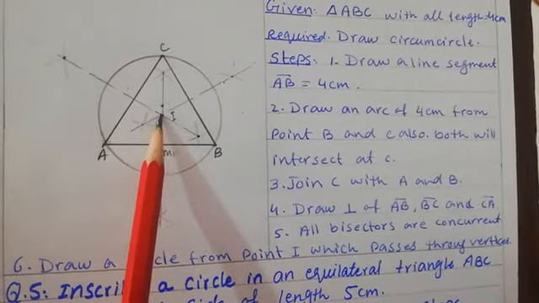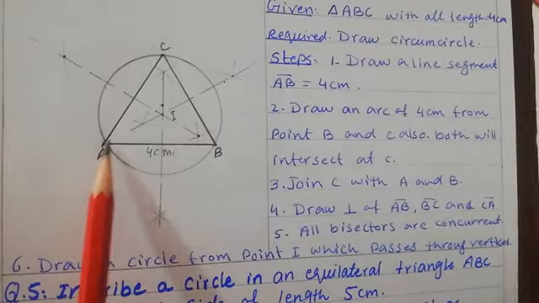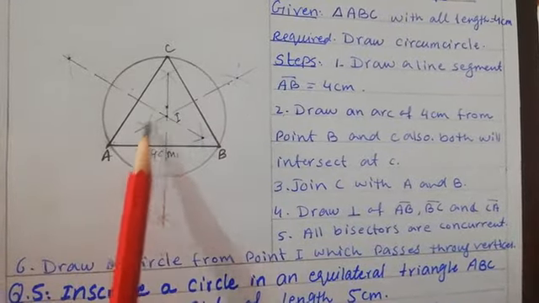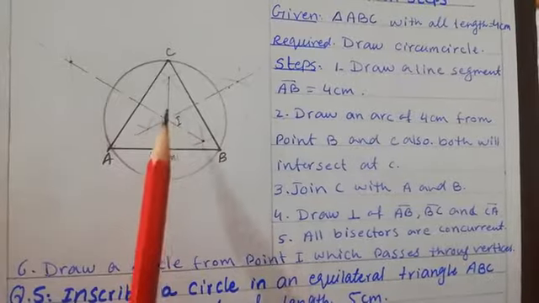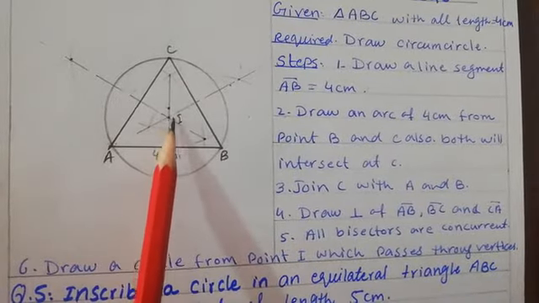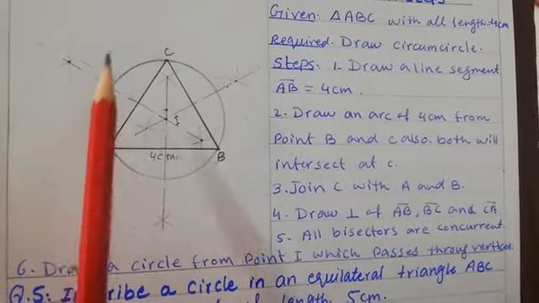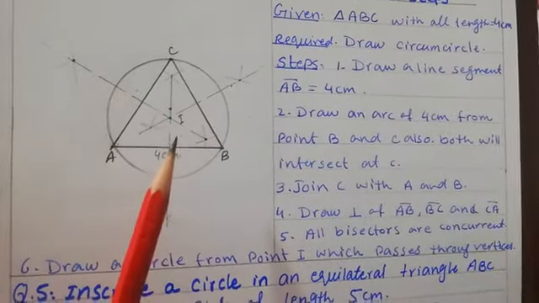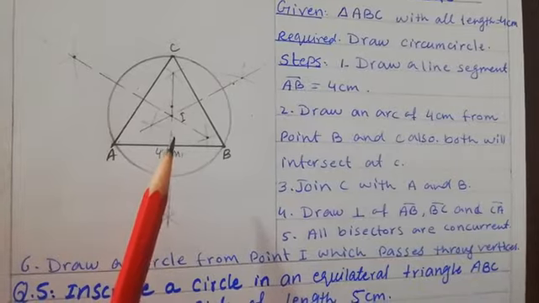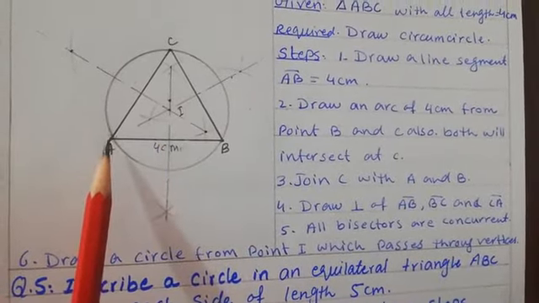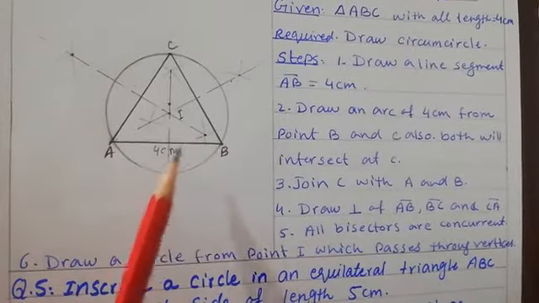You will fix your compass here and then open it at the length of IA, which means the radius is IA, or IB or IC as you wish. And then, after fixing your compass here, you will draw the circle which passes through points A, B and C. If you have constructed this diagram very carefully, then it is very easy. You will easily draw a circle which touches all the vertices.